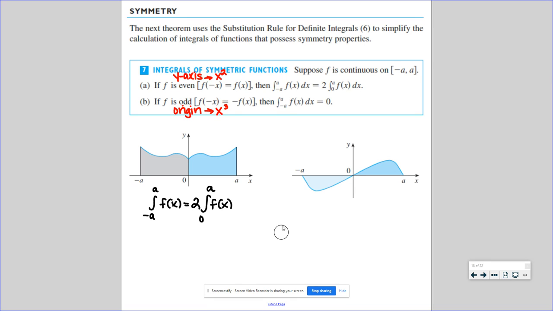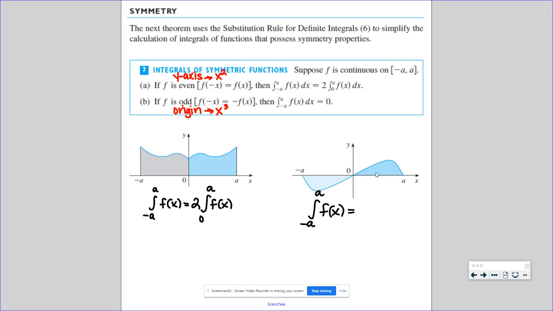Okay, the second integral for symmetric functions is for an odd function. So let's say we're in the same scenario and we want to go from negative 5 to 5 for some odd function. Odd functions have origin symmetry. So if your odd function is down in quadrant 3 on this side, then it would be up in quadrant 1 on the right side of the graph. They go right through the origin.